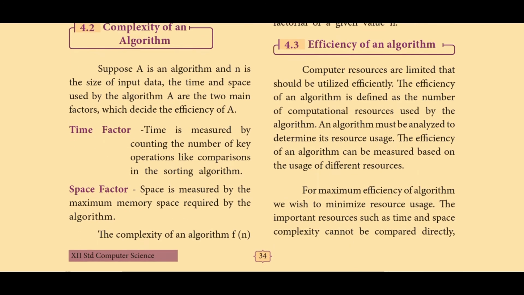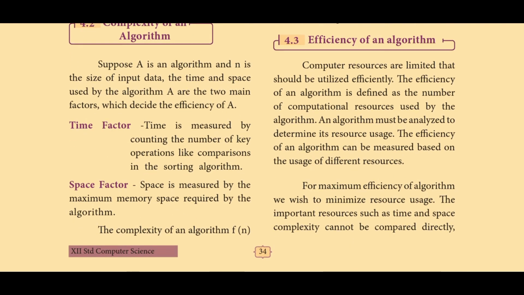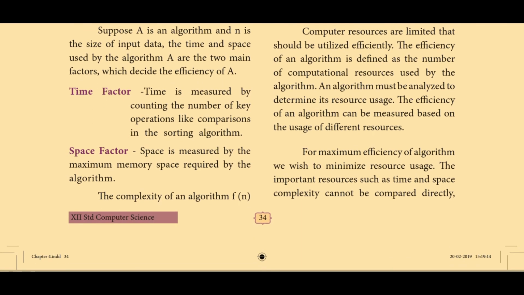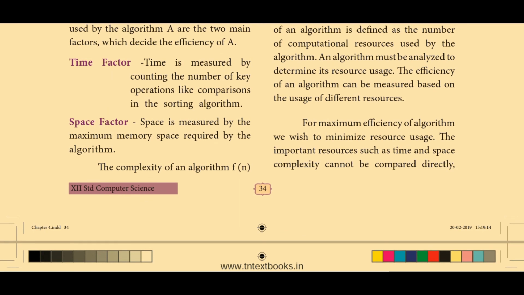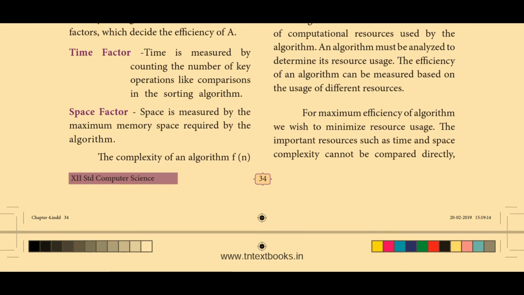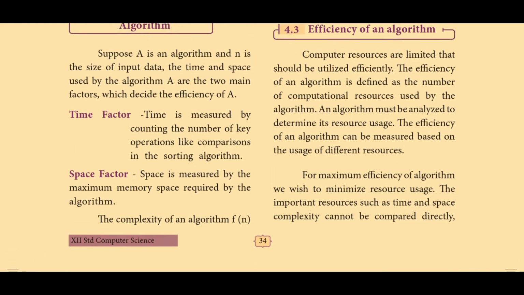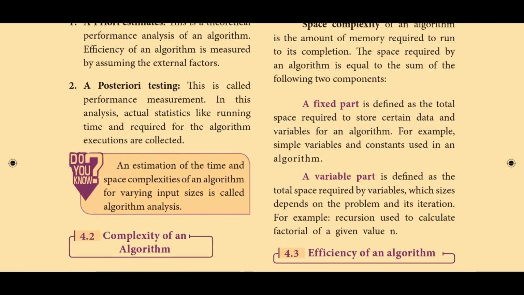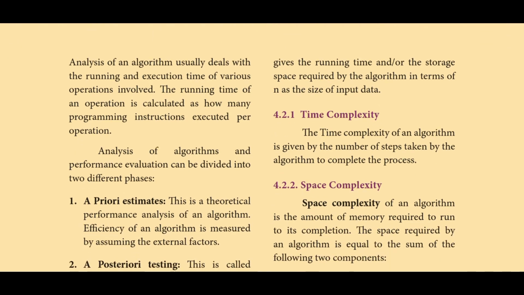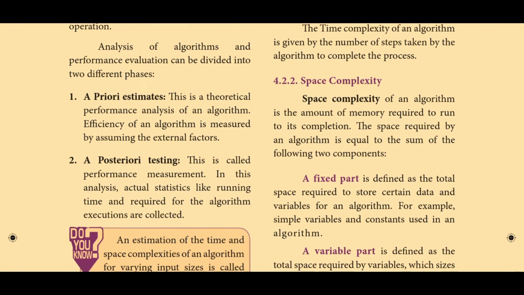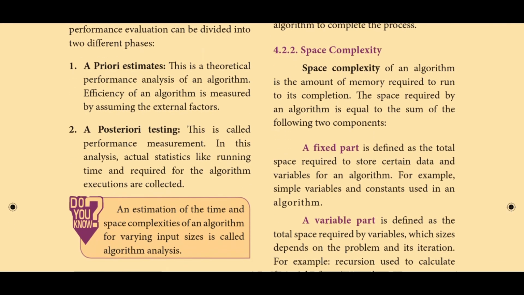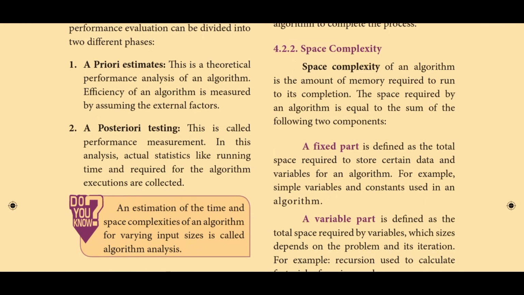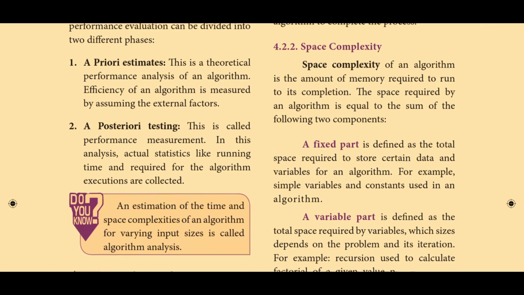Complexity of an algorithm. The complexity of an algorithm can be calculated by two factors, the time factor and the space factor. The time factor is measured by counting the number of key operations, like comparisons in a sorting algorithm. The space factor is the maximum memory space required by the algorithm. The time complexity of an algorithm is given by the number of steps taken by the algorithm to complete the process. The space complexity of an algorithm is the amount of memory space required to run it to completion.